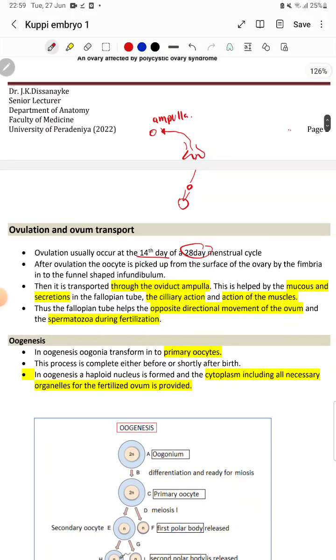And so the transportation to the ampulla is aided by mucus and secretions within the fallopian tube, another word for the uterine tubes, and the ciliary action. There's lots of cilia, and they help move the ovum across, and also the actions of the muscles themselves within the fallopian tube. Like I mentioned, they help with the direction of the movement of the ovum, but also of the spermatozoa during fertilization.